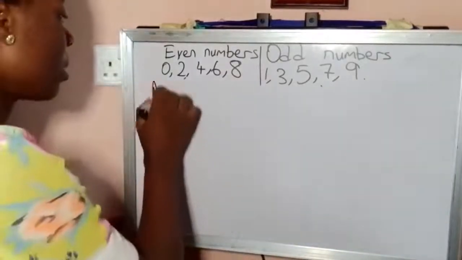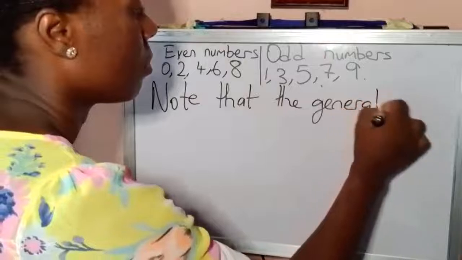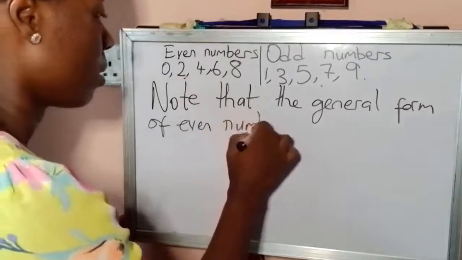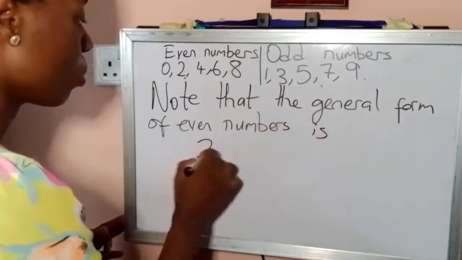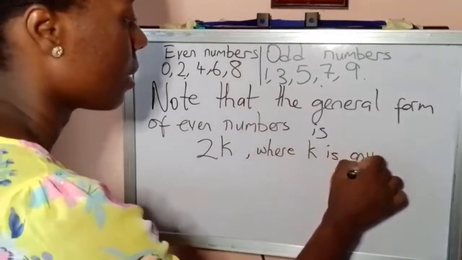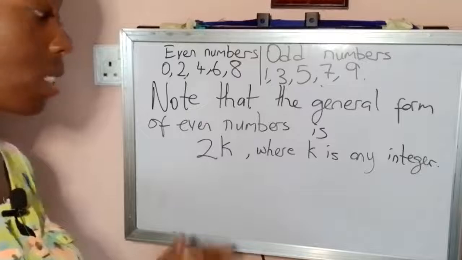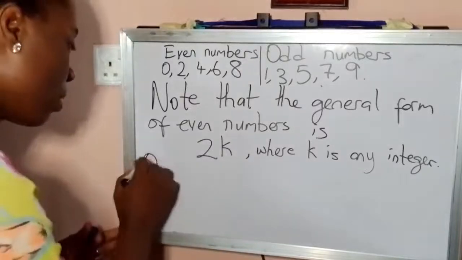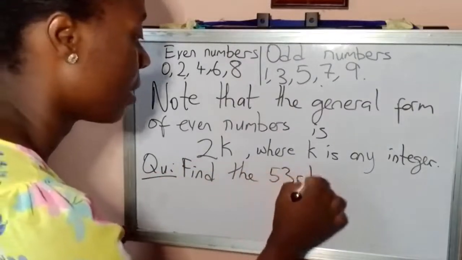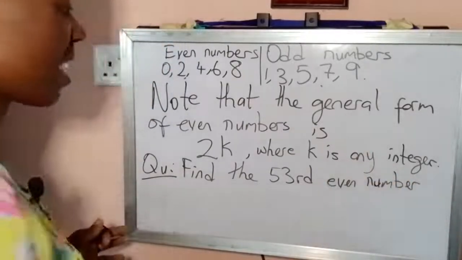Now note that the general form of even numbers is 2k, where k is any integer. K can be any number. Alright, so let's see. If you are asked, let's say, a question: find the 53rd even number. Find the 53rd even number.